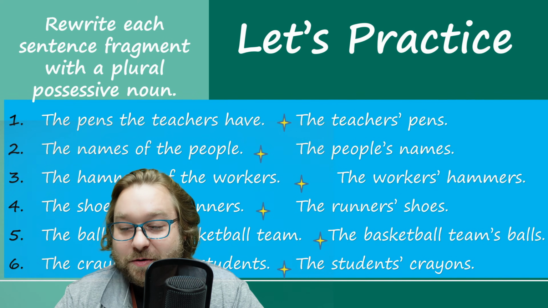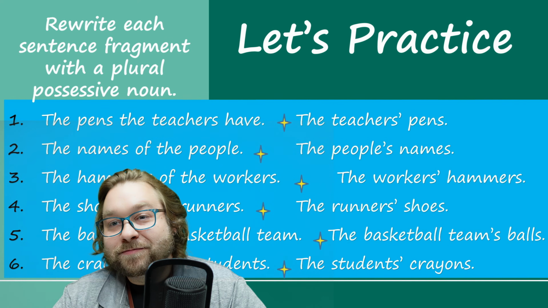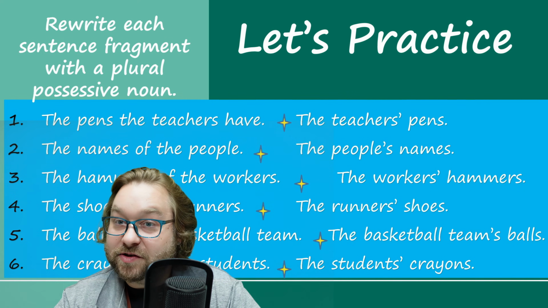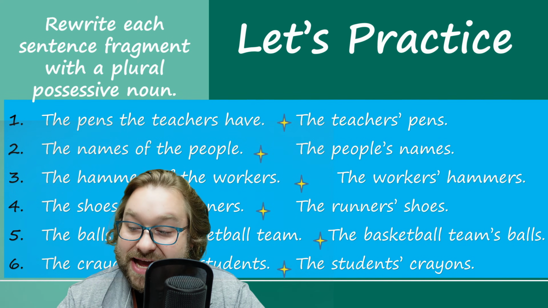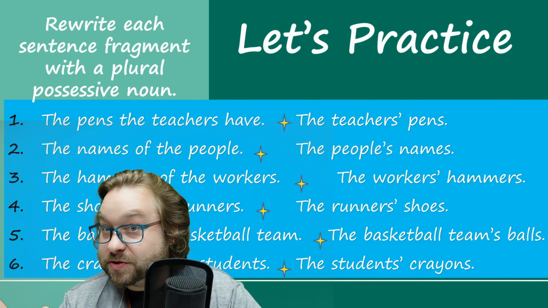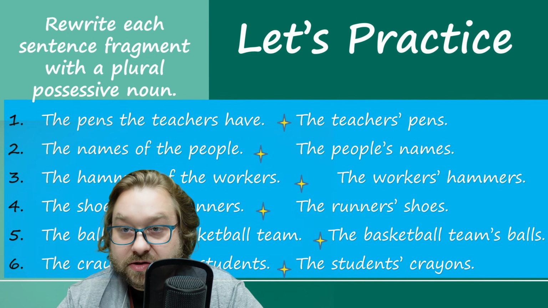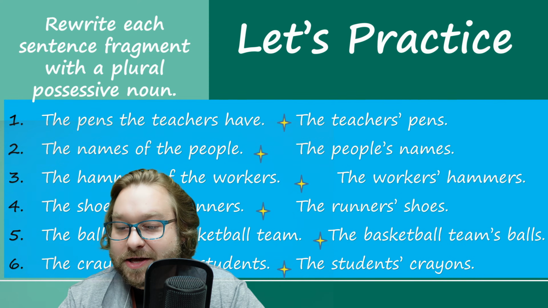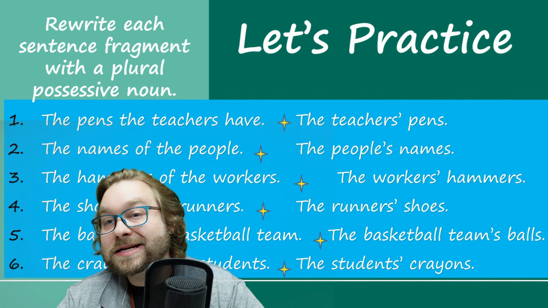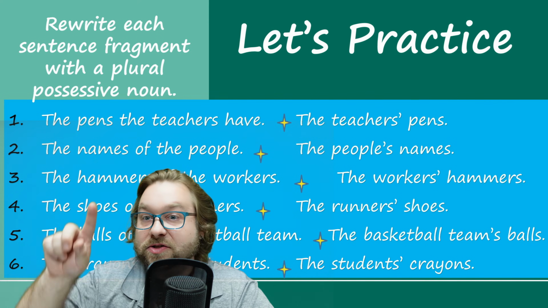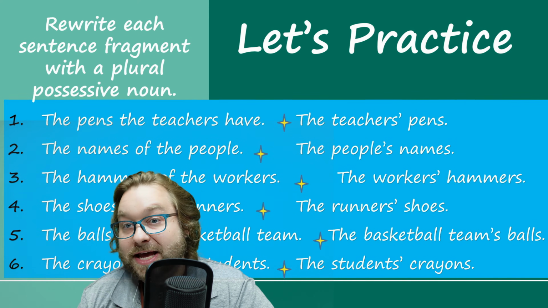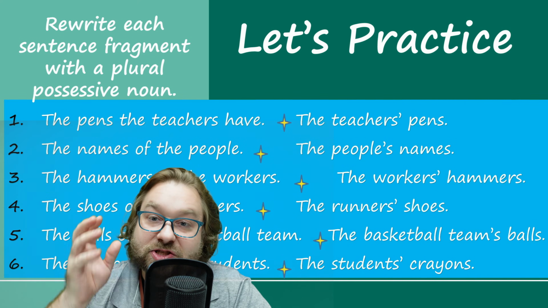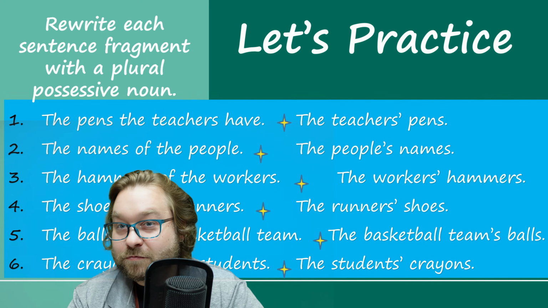Number 5, the balls of the basketball team. Yeah, that's a funny way to say that. So no, we want to fix it. The basketball team, there was no S. We had to add it. The basketball team's balls. Yeah. And number 6, the crayons of the students. The S is there, so we put the apostrophe on the outside and say the students' crayons.